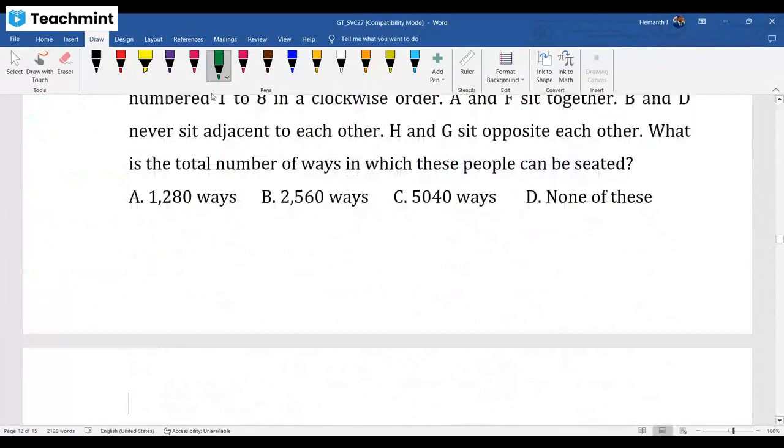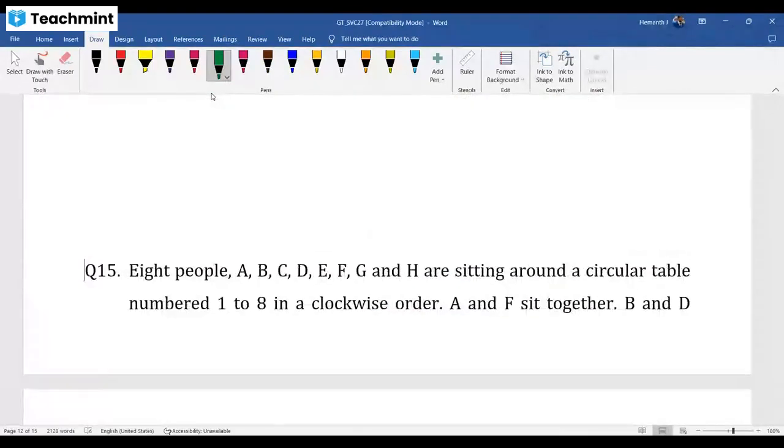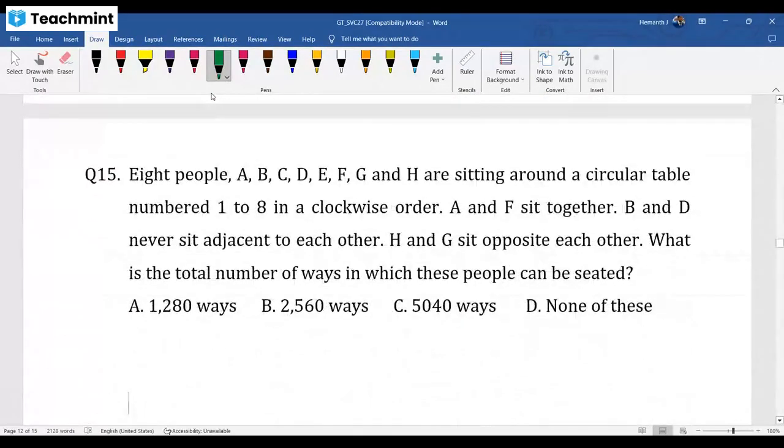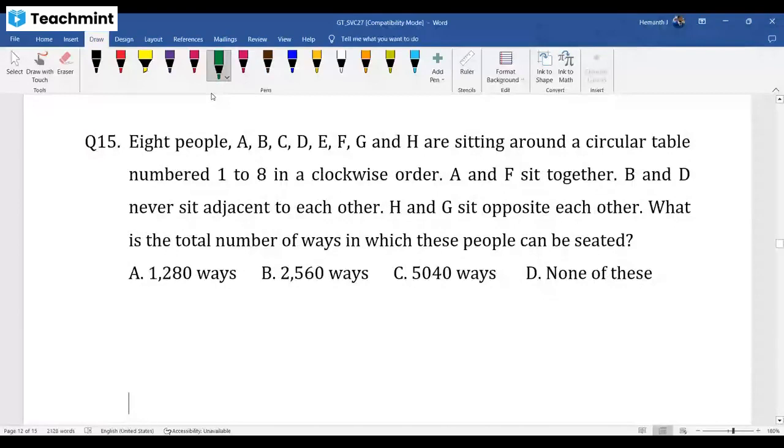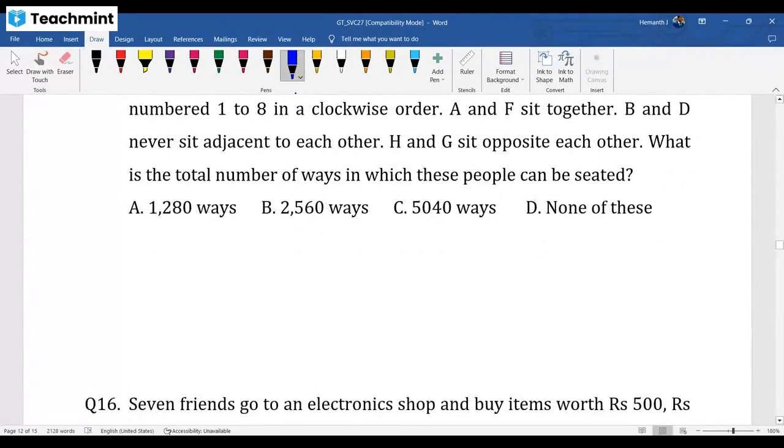And finally, this is the last question for today's session. Permutations and combinations. 8 people are sitting around a circular table numbered 1 to 8 in a clockwise direction. A and F sit together, B and D never sit together, H and G sit opposite each other. What is the total number of ways these people can be seated? My dear friend, they are asking how many ways you can do that. We have a total of 8 people in a circle, seating arrangements.